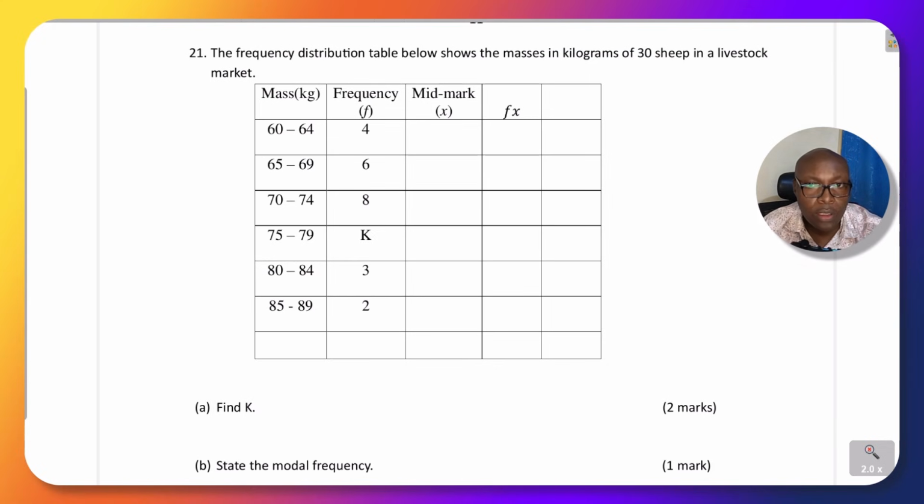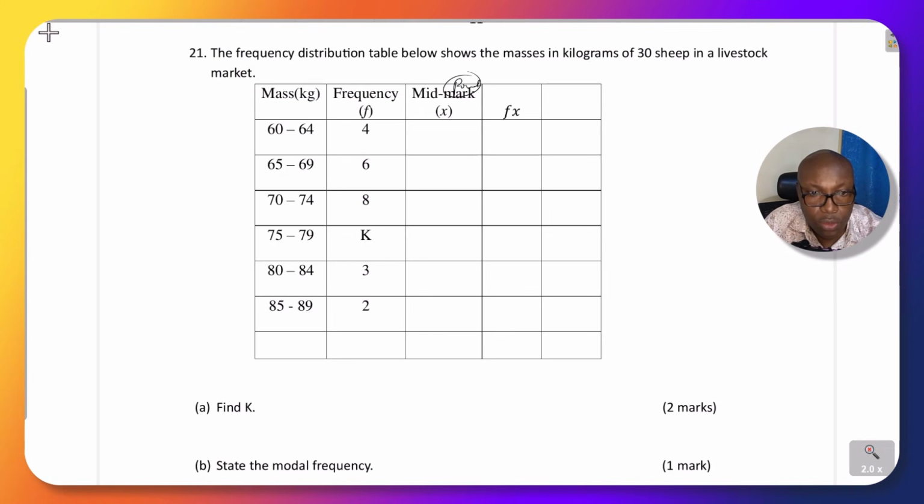Question 21. These are questions on statistics. The frequency distribution table shows the masses in kilograms of 30 sheep in a livestock market. We have the mass in kg, the frequency, the mid mark, which we can also call the midpoint, and then you have fx given there.